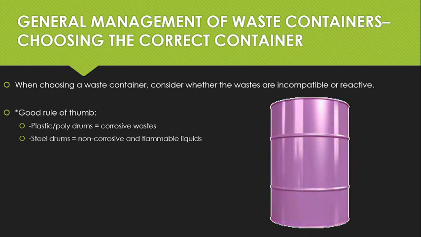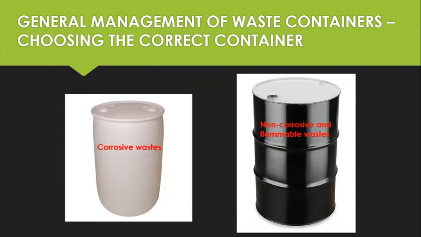So choosing the correct container, just general rule of thumb, the plastic poly drums are obviously better for corrosive waste and liquid wastes. I like them better for liquid waste because I feel like they tend to leak less, less chance that they're going to leak if you put it into a poly drum. And steel drums, good for pretty much everything, non-corrosive and flammable liquids, just not good for corrosive wastes, obviously. So there you go.